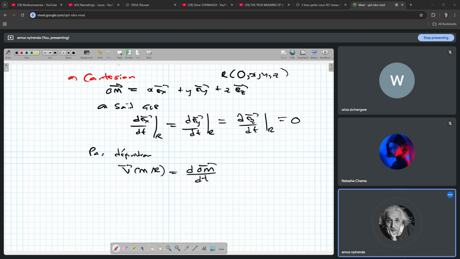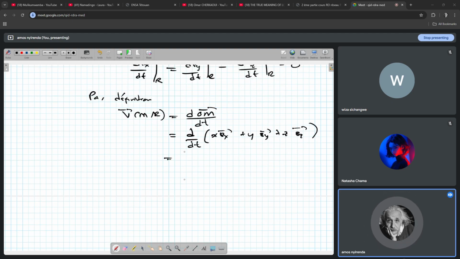So what is our vector position in this case? Well, it is d/dt of OM, and we know that OM is equal to x EX plus y EY plus z EZ, like so. And then we know that the differentiation operator is distributive. If we have the sum, we can distribute the derivative. So this is going to give us d/dt of x EX, même chose, d/dt of y EY, plus d/dt of z EZ.